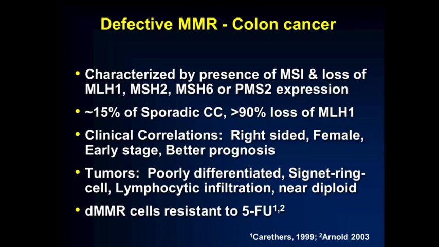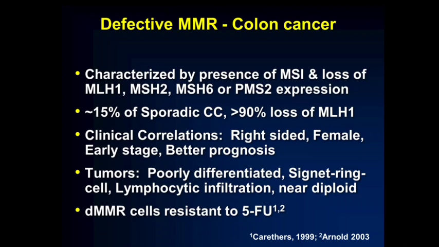So 15% of sporadic colon cancers have this mismatch repair defect, and most of those are usually MLH1 loss of expression. It's clinically correlated with right-sided cancers, in other words, the ascending or right-side colon, female, earlier stage, and better prognosis stage for stage. Usually you can see some bizarre features, including signet ring cells. It can also be poorly differentiated.